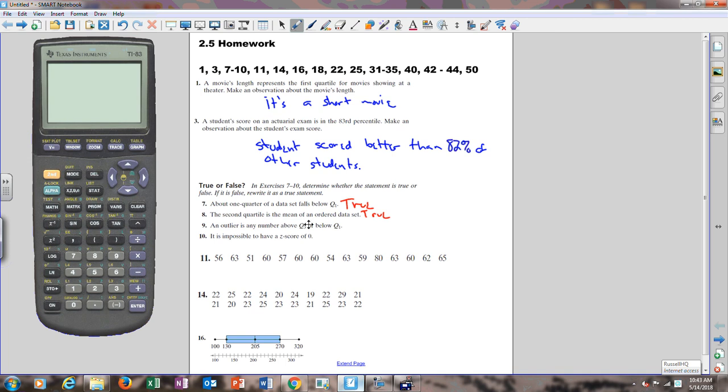An outlier is any number above Q3 or below Q1. That would be false. Remember, your interquartile range is found by doing Q3 minus Q1. Then you do 1.5 times the interquartile range, or IQR, and subtract it from Q1. It's not any number that falls below Q1, it's any number that falls below Q1 minus 1.5 times IQR. It's impossible to have a z-score of 0. That's false. That's just the median, or the mean.